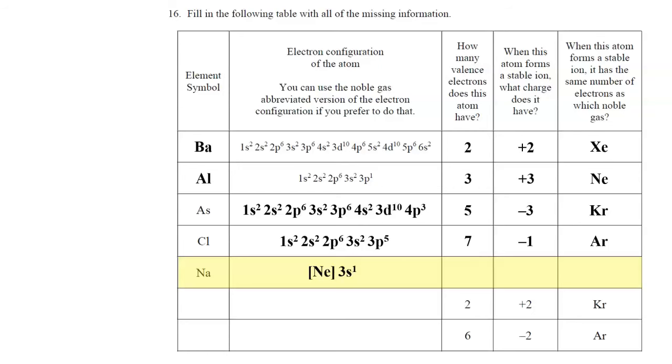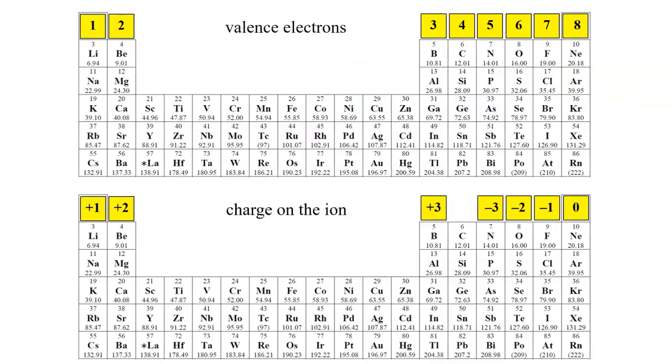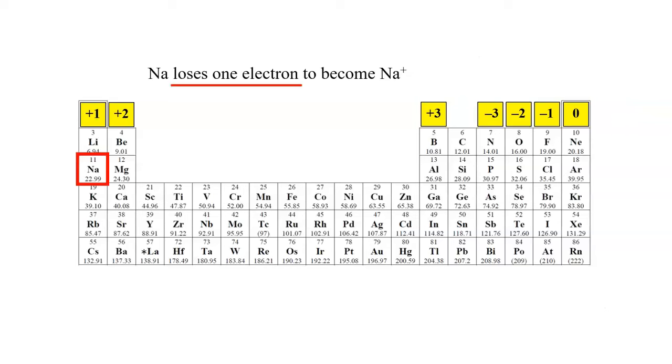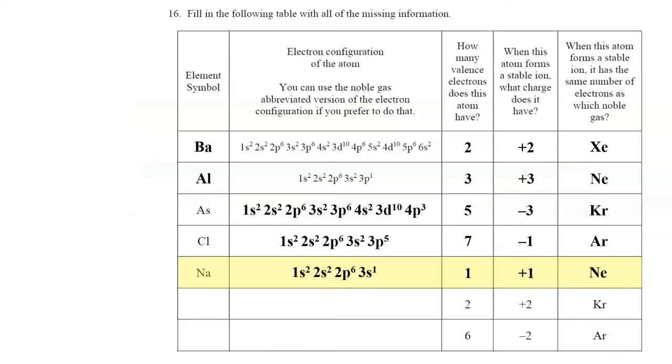Now, for the number of valence electrons, sodium is located in group 1. It has 1 valence electron, and it normally forms a charge of +1 when it forms a stable ion. So 1 valence electron and a charge of +1. When sodium loses 1 electron to become a stable ion with a charge of +1, the total number of electrons changes from 11 to 10. So as an ion, it would have 10 electrons, which is the same as the element neon.